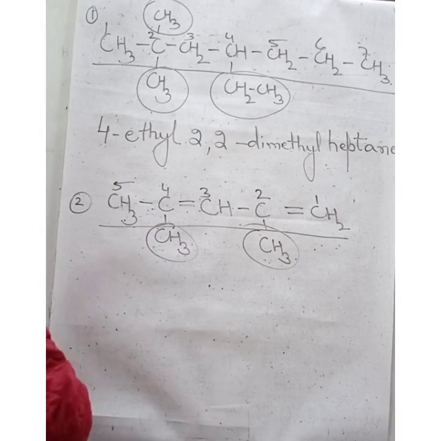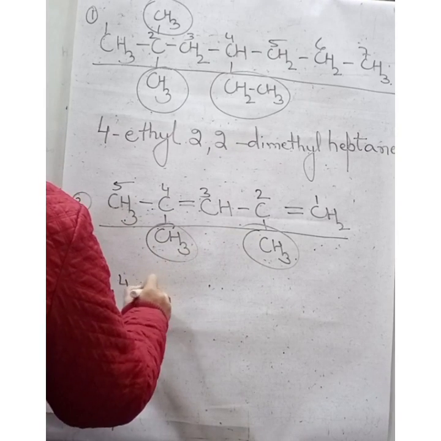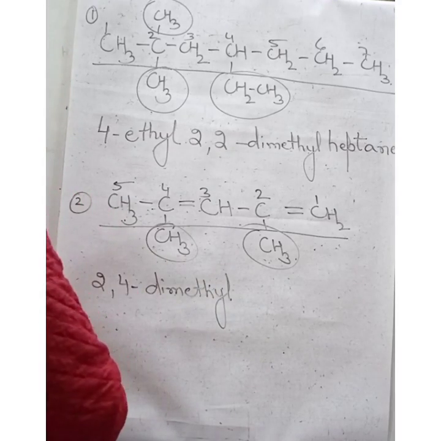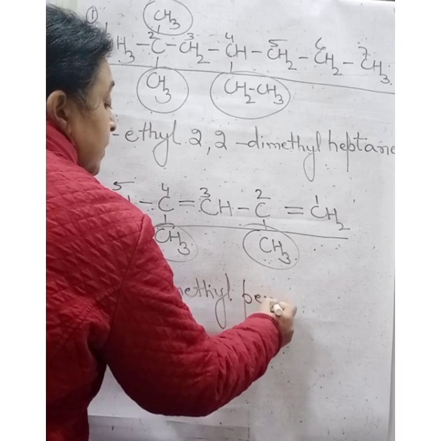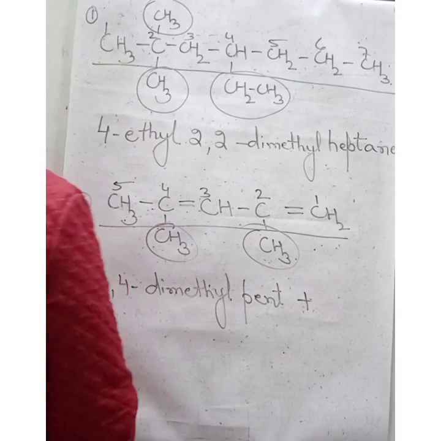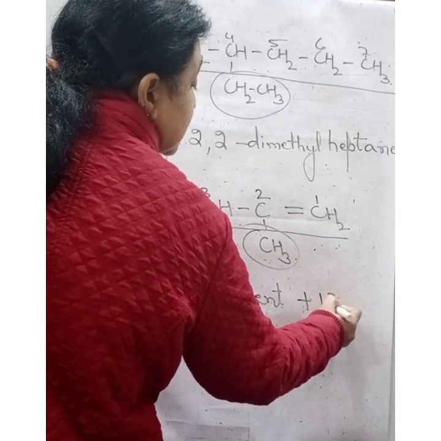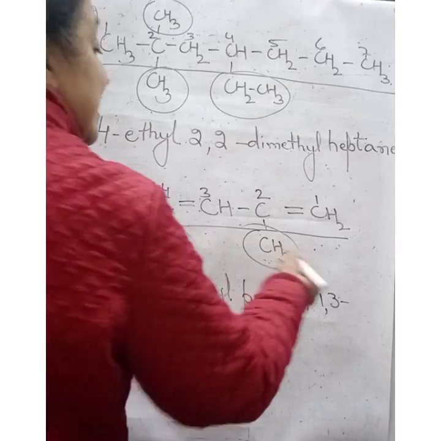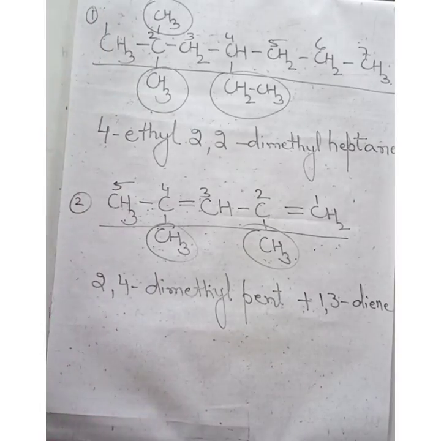Now, name it according to your rule. 2, 4-dimethyl, because two methyl groups are there. Now, what is your word root? Word root is pent. Plus, for the 1 and 3 positions, the primary suffix is ene, but since two double bonds are there, it is diene. There is no secondary suffix.